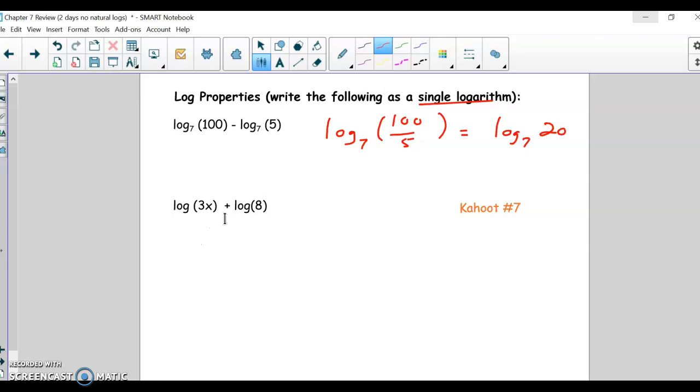Okay, see if you can remember: if you want to write it as a single log, what do you do if it's a plus? For subtract, we divide. If it's an add here, you multiply the 3x and the 8, so we have 24x. So those are the two properties. If it's a subtract between the two logs, divide whatever is here and here. And if it's an add, you multiply whatever's there and there.